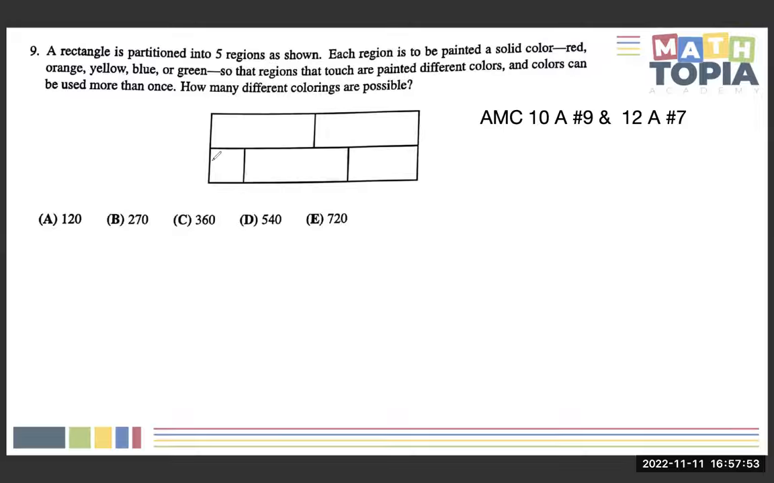Like, think about it like this. Let's say we start by coloring this region. How many ways are there to color that region? Well, 5. Let's just say that I color it red, right? There's 5 ways to do that.